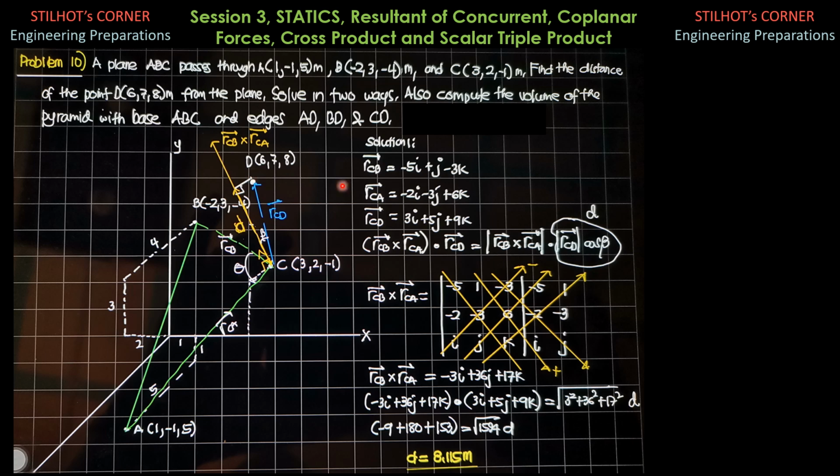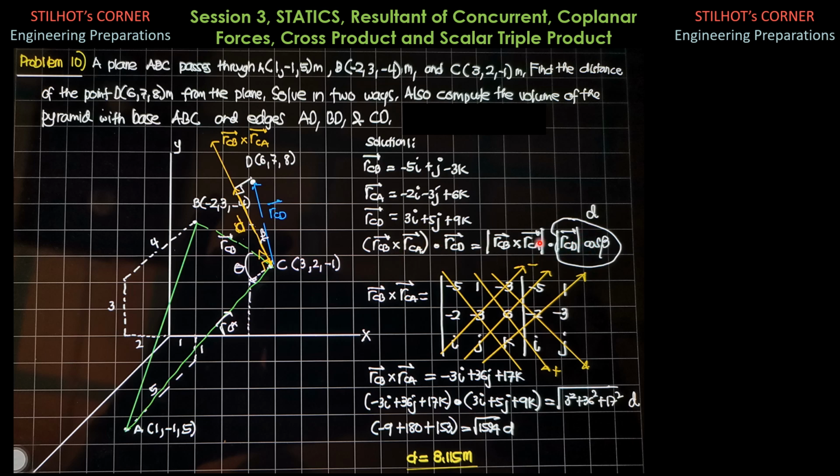We then define rCB cross rCA, and dot that with rCD to interpret it. The result would be the magnitude of rCB cross rCA times the magnitude of rCD times the cosine of the angle between them, which I denote here as beta. So take note that we have this right triangle, therefore D is the magnitude of rCD cosine of beta, which comes from this expansion of the dot product.